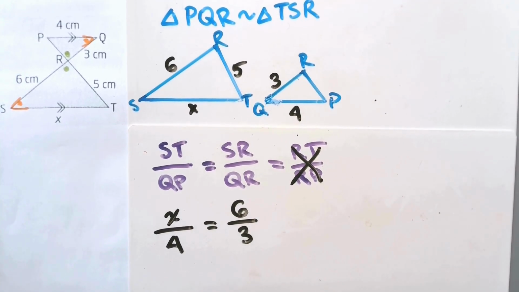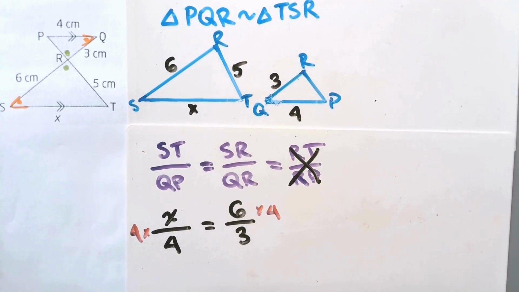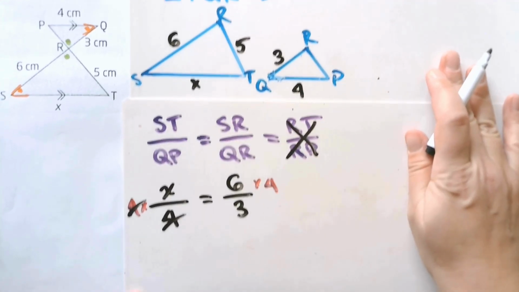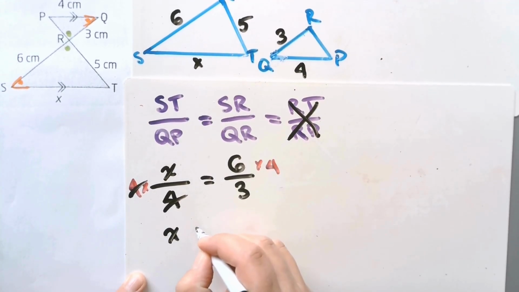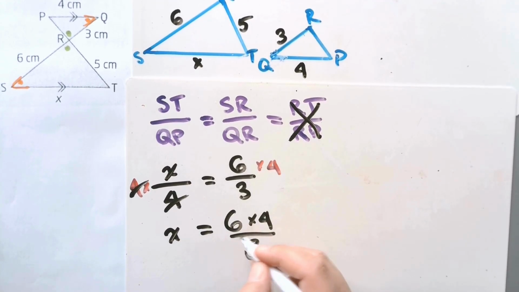I have 4 in the denominator. I'm just going to take it step by step. In order to get rid of it, I have to multiply this by 4 and multiply this by 4. These cross out. And I can just rewrite it. You don't always need to take a step, but I can rewrite it as X equals 6 times 4 over 3. 6 times 4 is 24. 24 divided by 3 is 8. X equals 8.